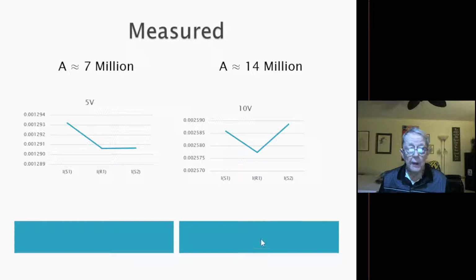And this is what I got measured. At 5 volts, it started high, higher than normal, went down to normal, and went up just slightly. So it's not as dramatic as this one. When I jumped it up to 10 volts and did the measurements, the current through the sense resistor was high, went low, and went back high again.